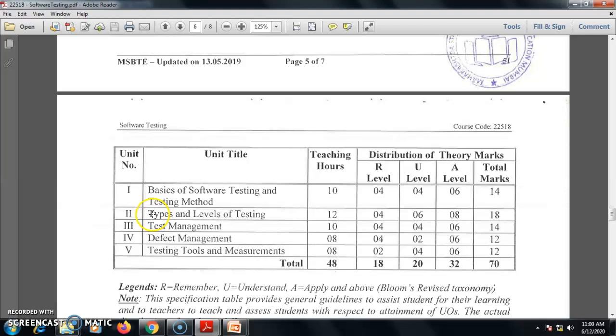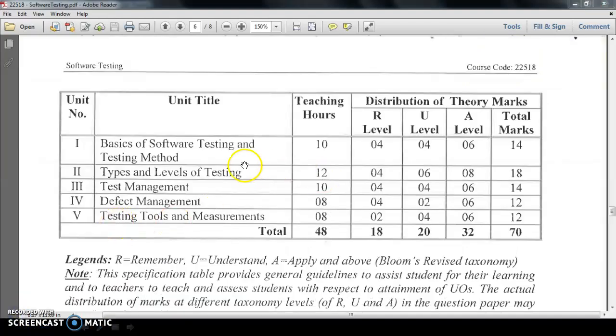Marking scheme is also given. Unit wise marking scheme is there. So every unit is divided in remember level, understand level and application level, as you see here. First unit carries 14 marks total. Second unit carries 18 marks. Third unit carries 14 marks, and the last two units carry 12 marks each. Total 70 marks.